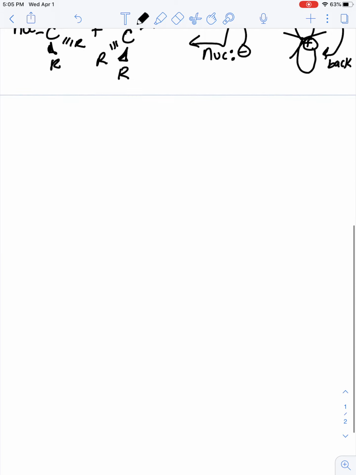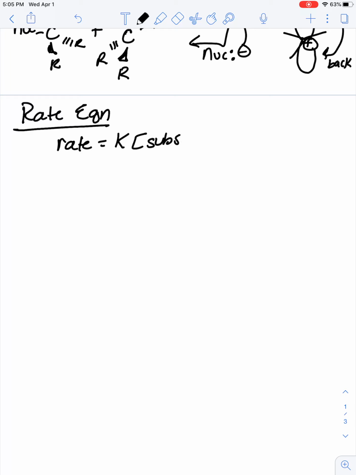So the rate equation for an SN1 reaction, as I mentioned, is going to be first order overall. So it's going to be first order with respect to the substrate and then zero order with respect to the nucleophile. So when we write the rate law, it is going to be equal to k times the concentration of the substrate. So the nucleophile is not going to be involved in the rate determining step. So therefore, it's not going to affect the rate of substitution.